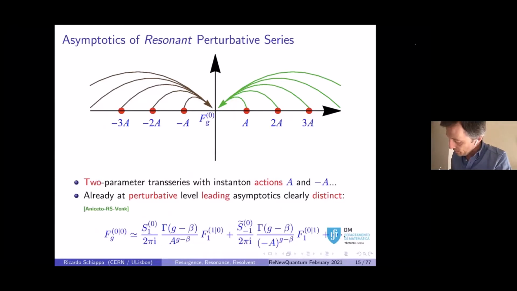And so here I'm just looking at the leading growth. So there's 3 dots there. You cannot see it, it's blue on blue. But I'm just looking at the leading contribution. And so I have, in fact, the factorial growth, and then there's an A and a minus A.